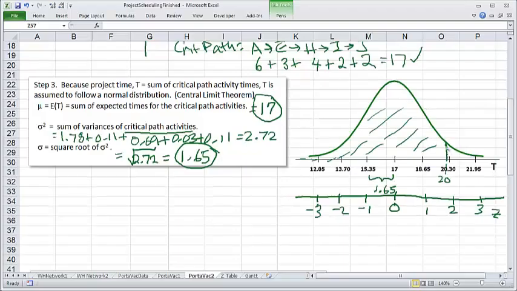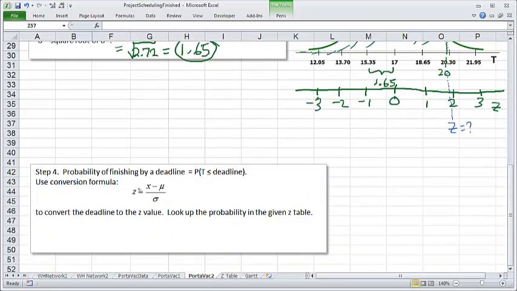So what we want is to find the corresponding z value here. What is the z value? It's going to be 1 point something, close to 2. And how do you make that conversion? By this formula, x minus mu over sigma. So take the original number, subtract the mean, divide by the standard deviation.